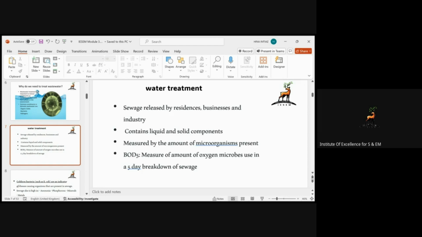For instance, if there is a metallurgy industry, a number of beneficial and precious metals can be recovered from that wastewater.